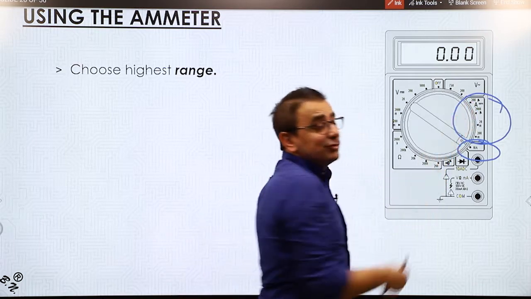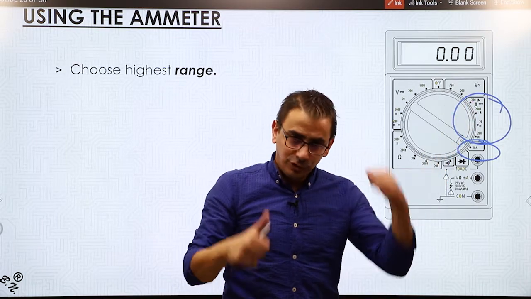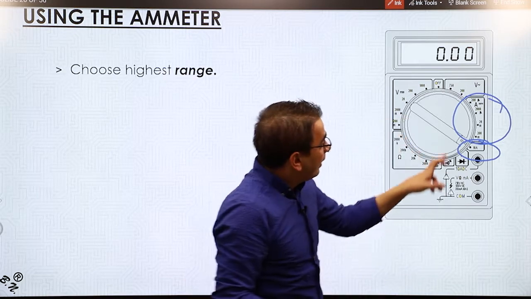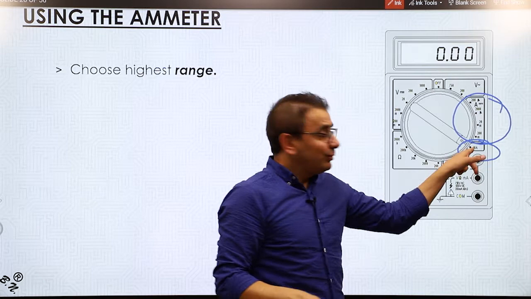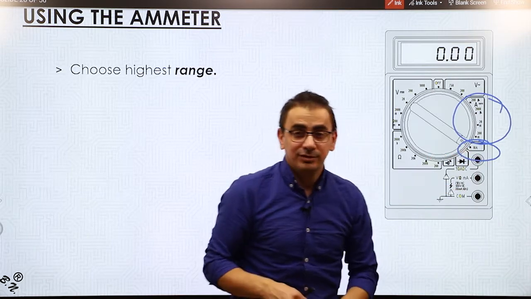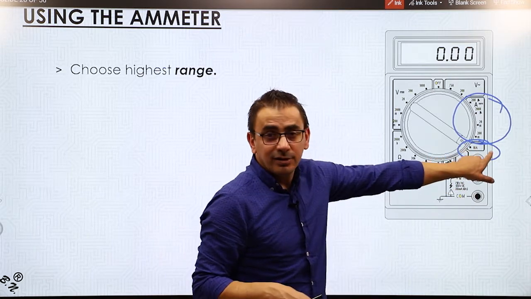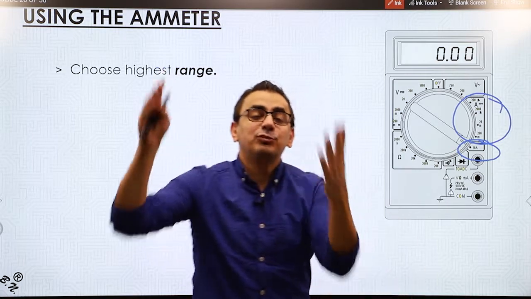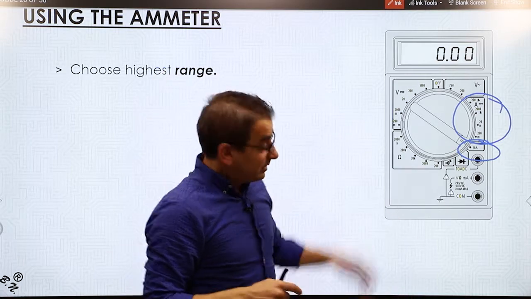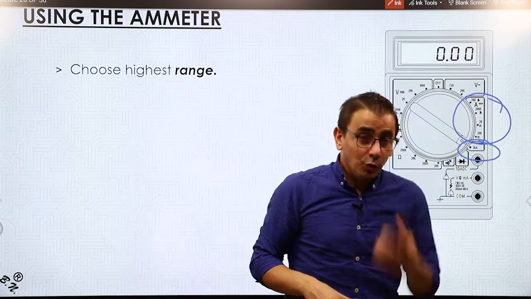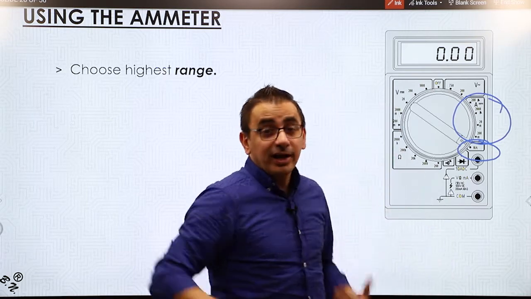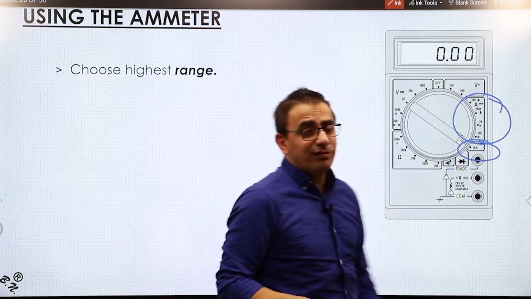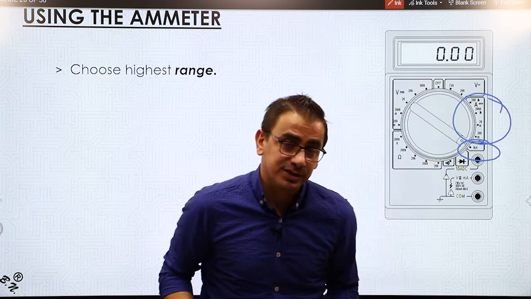We have values as 200 micro. You know micro is 1 over a million. We have the 2000 micro, we have 20 milli, 200 milli, and we have one key which is 10 ampere. I always like to use this. 10 ampere can measure everything up to 10 ampere. And by the way, 10 ampere is quite a large value. 1 ampere is a large value. Off the record, humans are electrocuted with a current of 30 or 40 milliamperes.